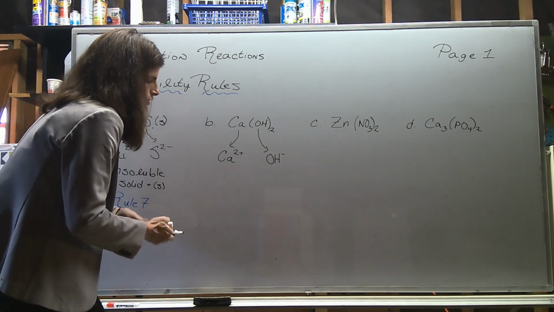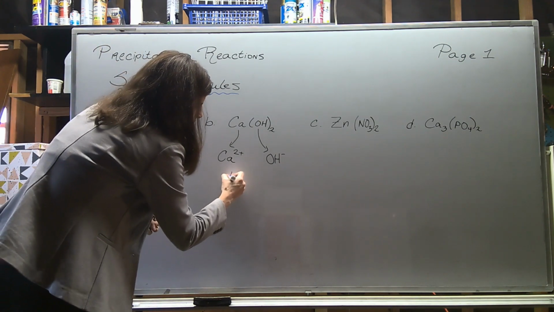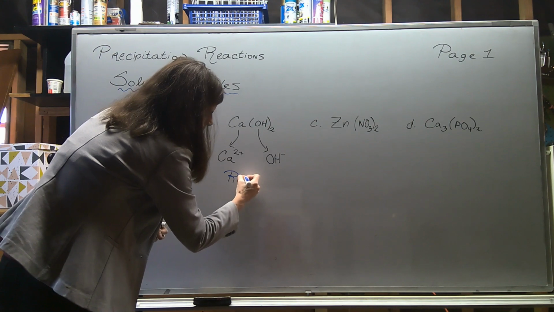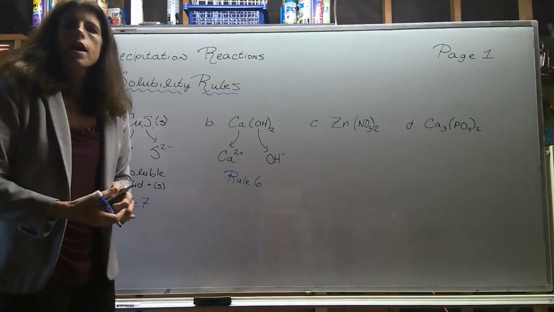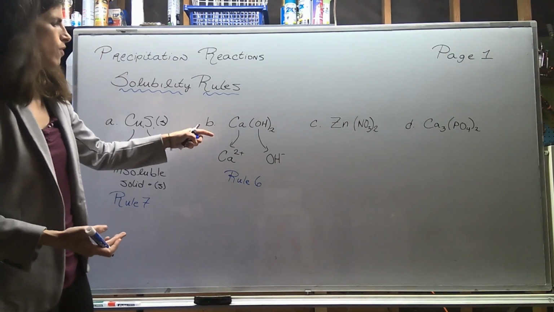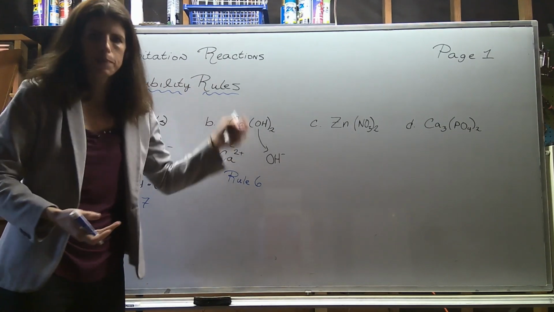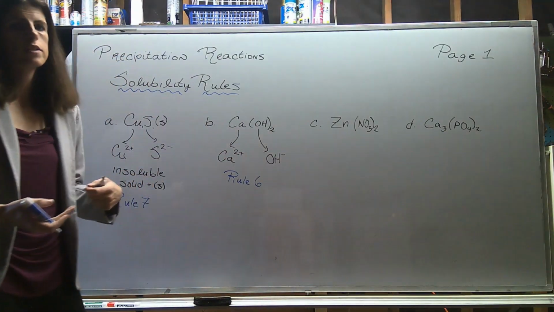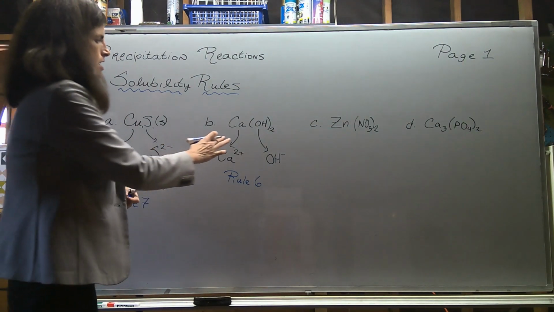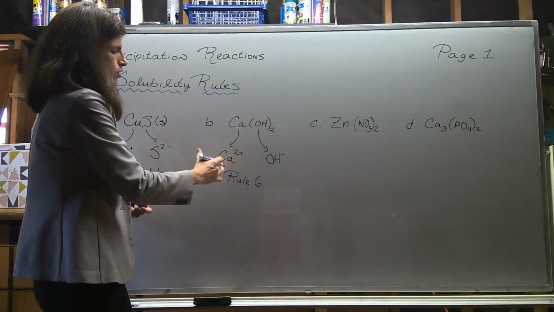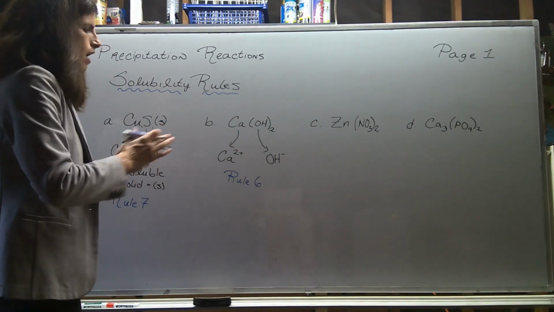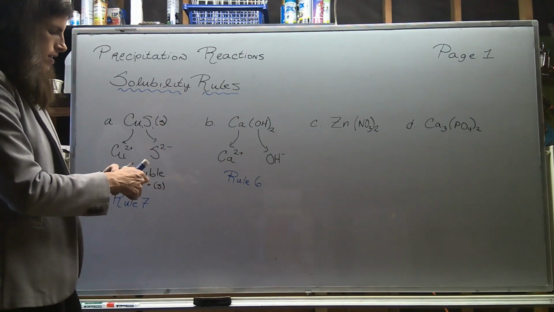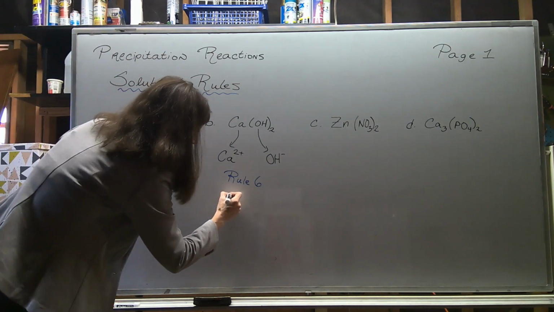In general, hydroxides tend to form solids. However, there's several exceptions. Group 1s, so anything with sodium hydroxide, potassium hydroxide, lithium hydroxide, those would be aqueous. And there's a couple of exceptions from group 2. Calcium is one of the exceptions. Calcium hydroxide is considered to be a soluble compound.